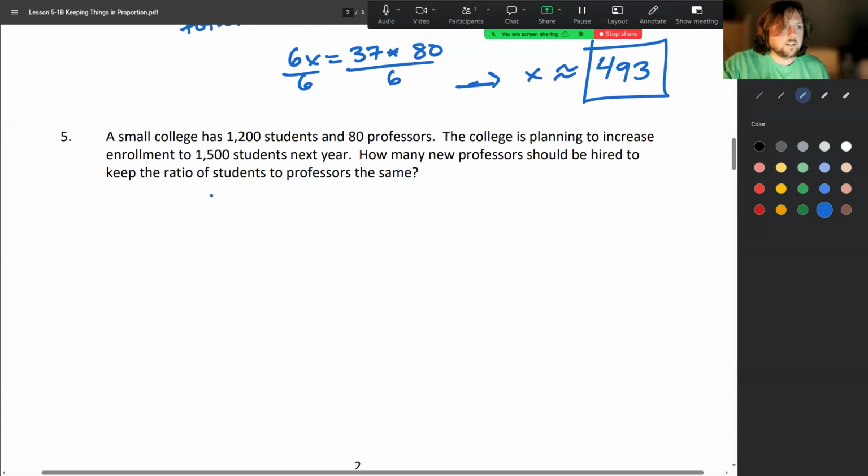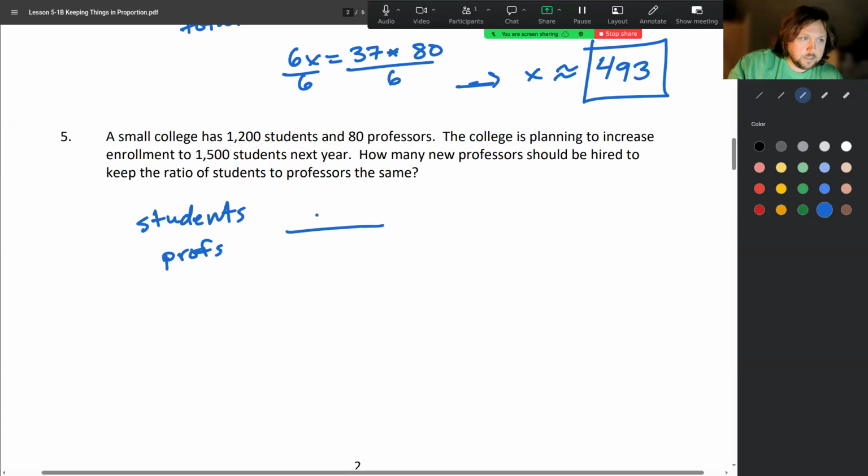Okay. A small college has 1,200 students and 80 professors. The college is planning to increase enrollment to 1,500 students next year. How many new professors should be hired to keep the ratio of students to professors the same? So students to professors. So currently it is 1,200 to 80. They want to go up to 1,500.